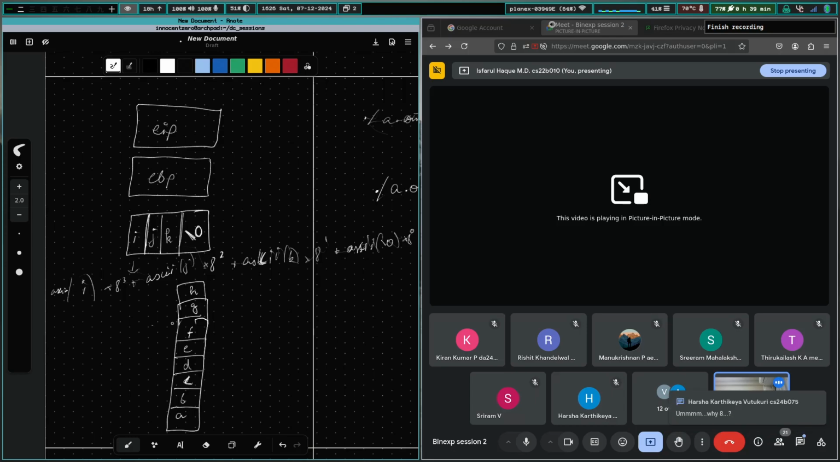Because each block is 1 byte. Oh, sorry. My bad. I understood. 256. Yeah, 256. Instead of 8, 256. 256 square, power 1, 2.